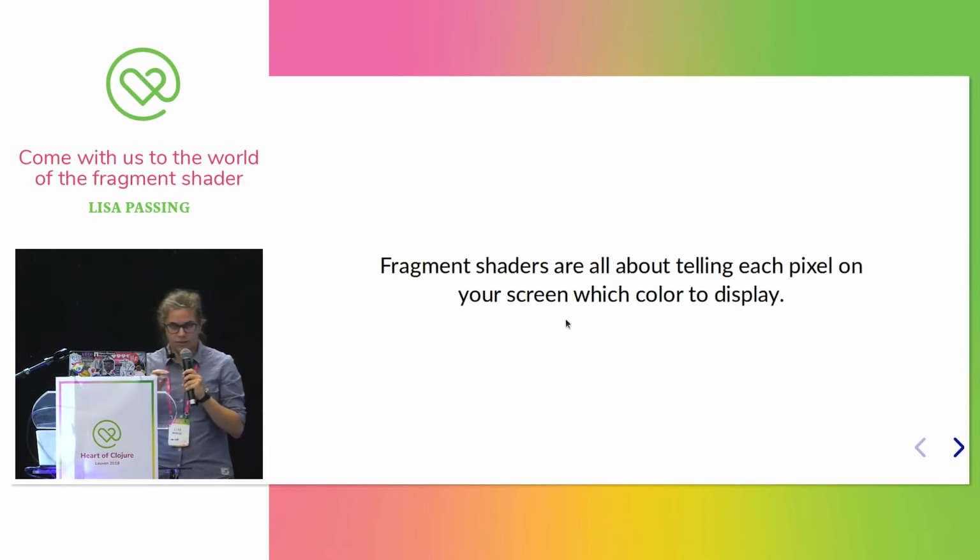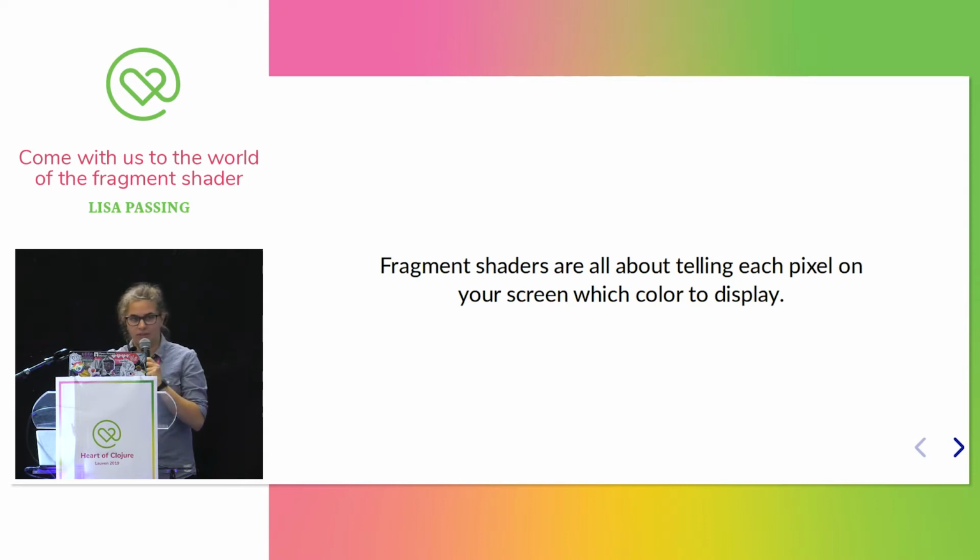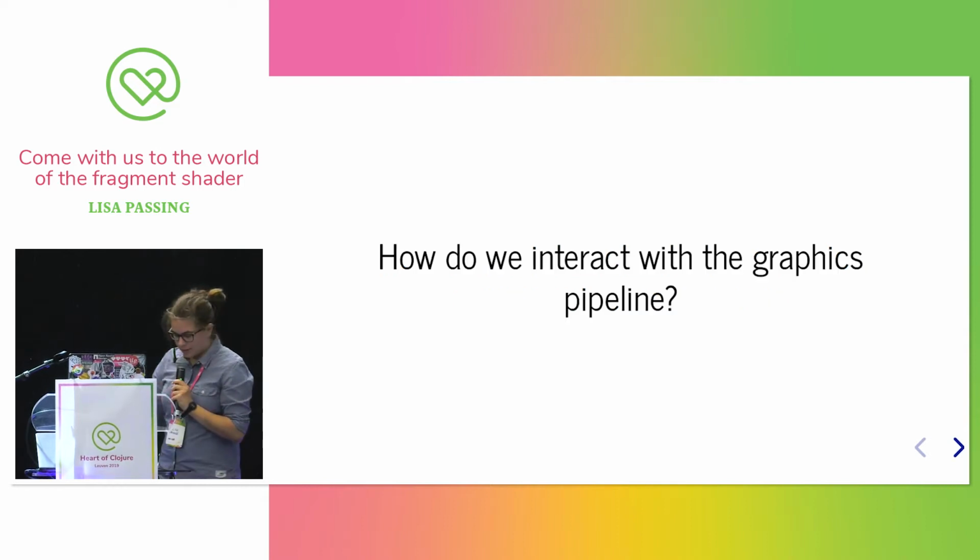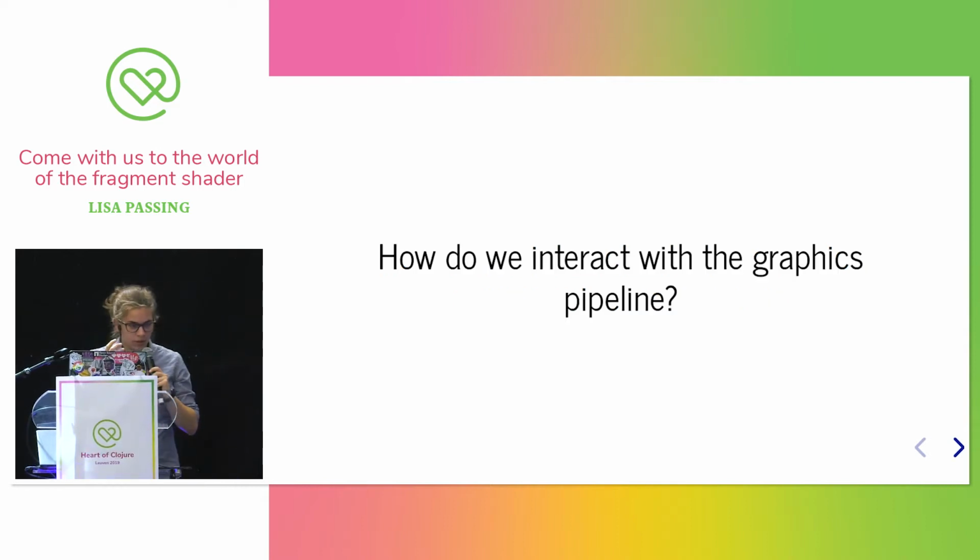Right. So the only thing that is actually really important about this for you is that fragment shaders are all about telling each pixel what color to display. Cool. So this is the graphics pipeline. It's like a mental model, or a conceptual model. And how do we actually interact with this?